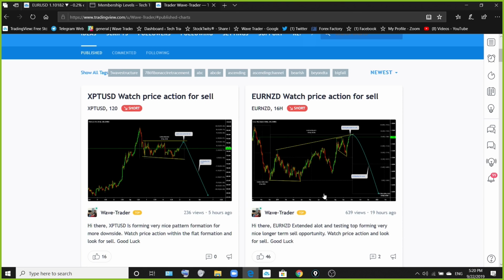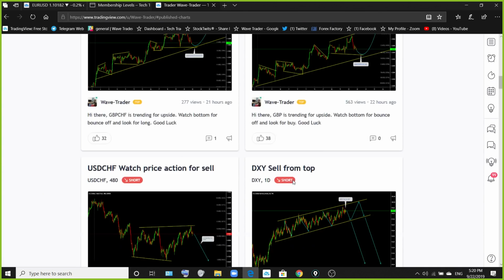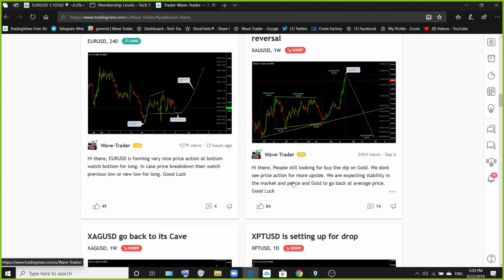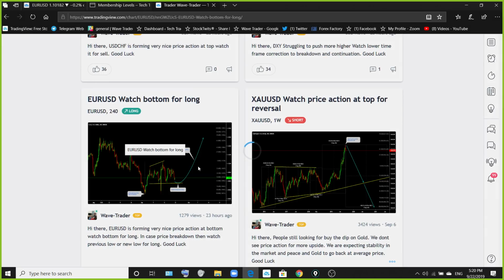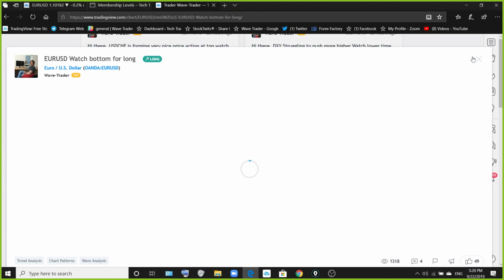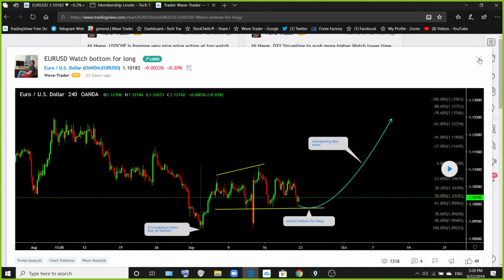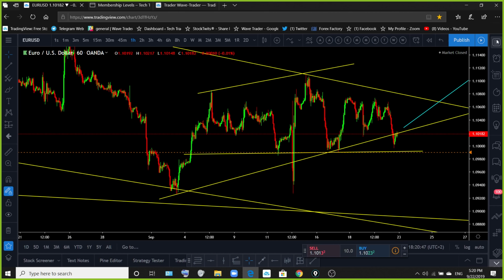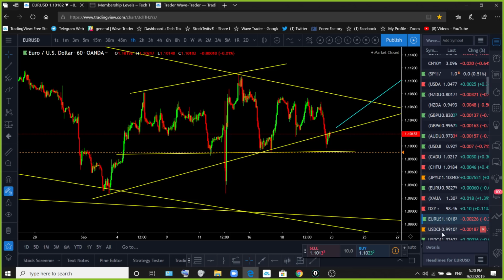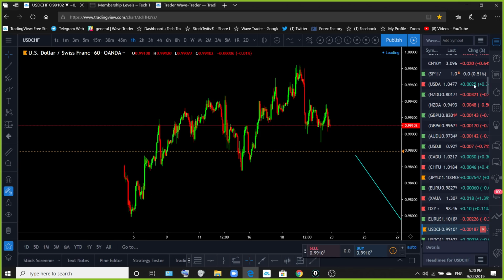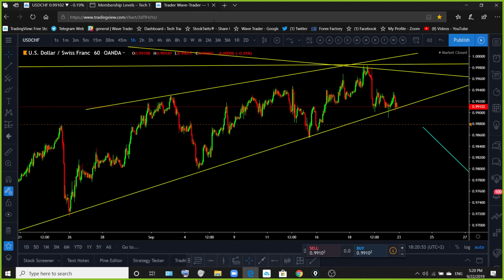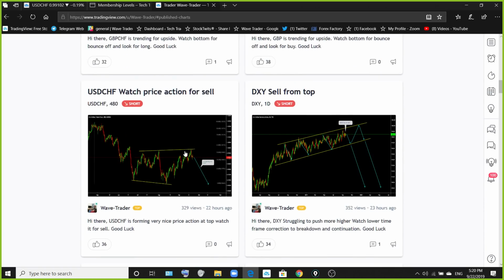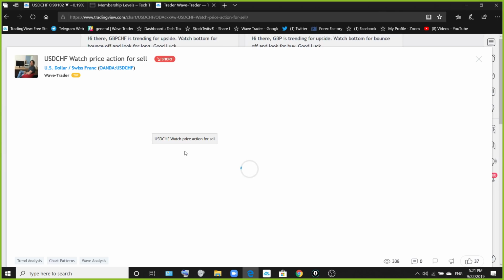You guys have just seen the euro dollar chart. This is the trade. That's the trade you guys are looking for. If the breakdown goes down back to the bottom, look for it to rise from the bottom. And this chart you also have seen, the dollar shift chart.